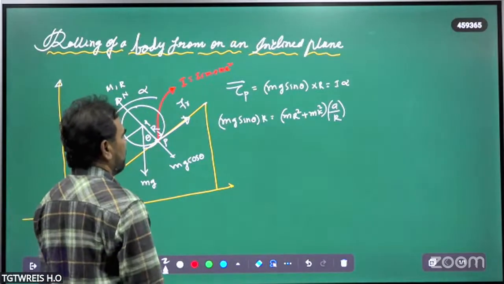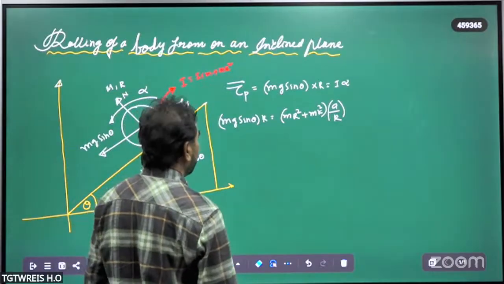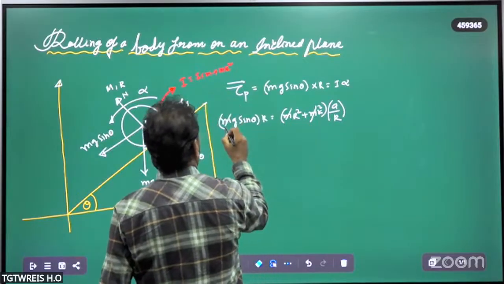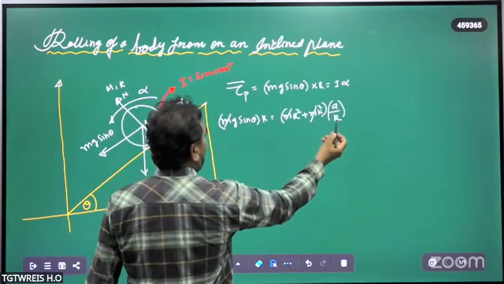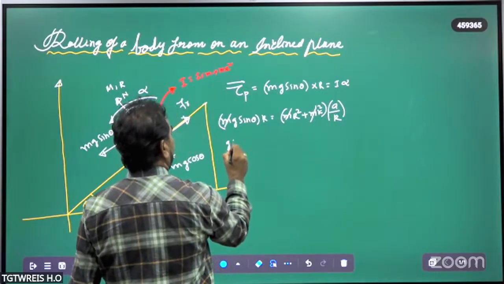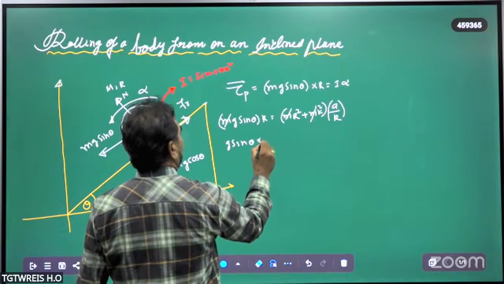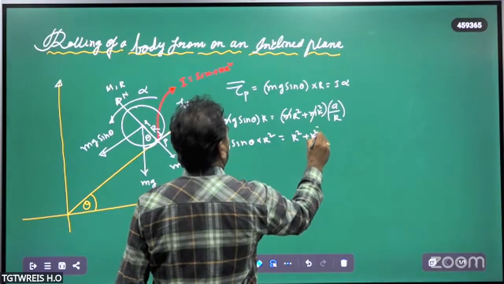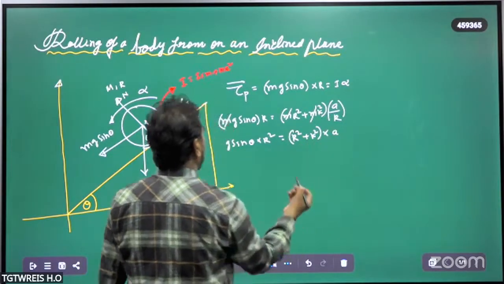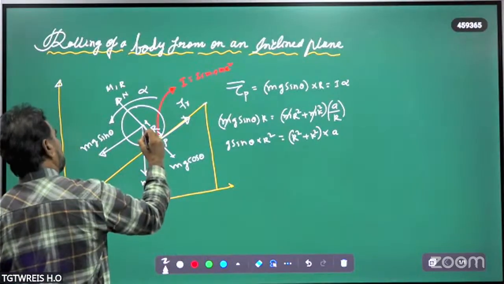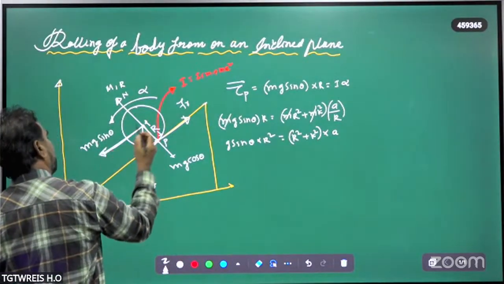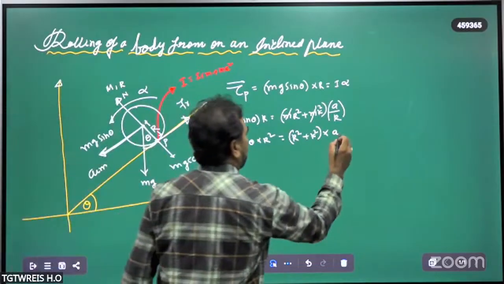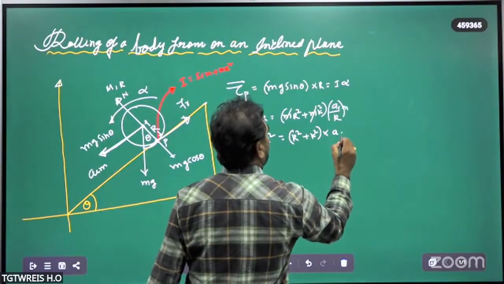So from this equation I have to calculate the acceleration. On both sides m gets cancelled out. And taking r to this side, g sin theta into r square is equal to r square plus k square into a. What is a? The center of mass is moving downward with an acceleration ACM. Let's take this as ACM.